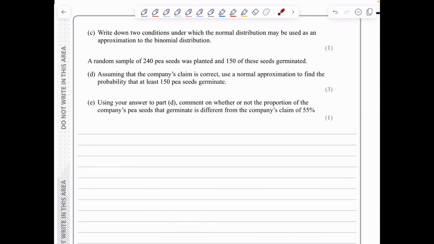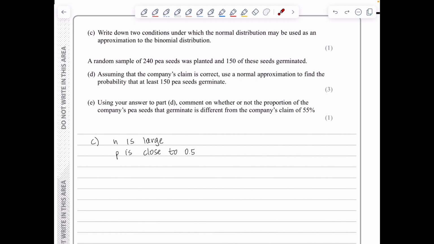0.1488. In part C, we need to write down the two conditions under which the normal distribution may be used as an approximation to the binomial distribution. This is a standard question. The two conditions are a large value for n and p being close to 0.5.